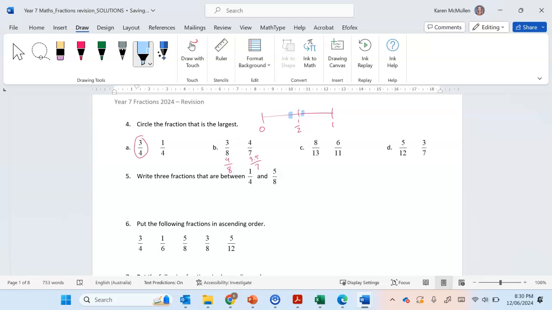All right, so if you can think whether they're greater or smaller than a half, or whether they're closer to 0 or closer to 1, it does help you make that comparison without having to change your denominators. So for this one, our larger fraction was 4/7.